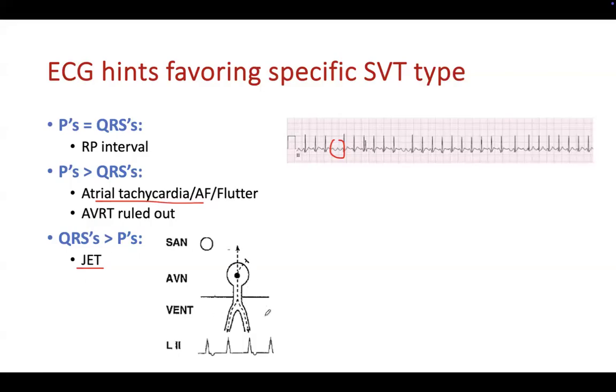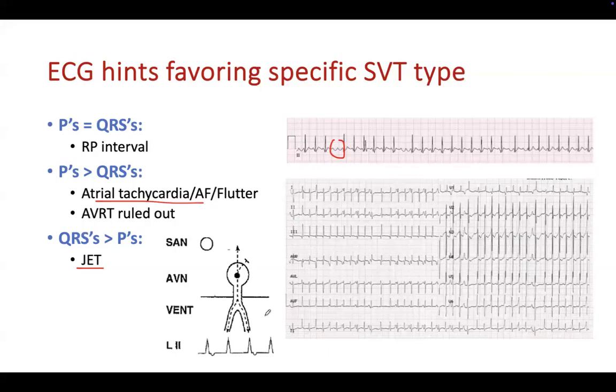So actually, this is a JET patient. This is not post-op, this is a congenital JET patient. As you can see, it's a complex ECG. In general, it's a narrow complex tachycardia, irregular. And if you look at the P waves, this is a P wave, this is a P wave, this is a P wave, this is a P wave.